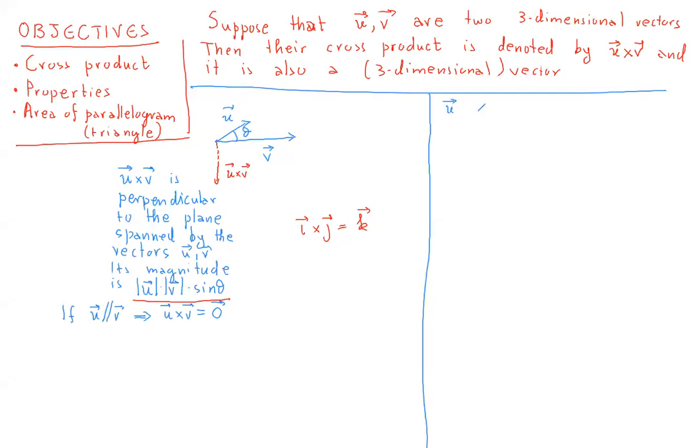So imagine that you have two vectors, U with coordinates U1, U2, U3, and V with coordinates V1, V2, V3. And then their cross product is defined by this formula that might look a little strange at first, but we're going to explain it, and then you're going to see that it's going to be very, very simple. So U1, U2, U3, V1, V2, V3. The object we're looking at is called a determinant.